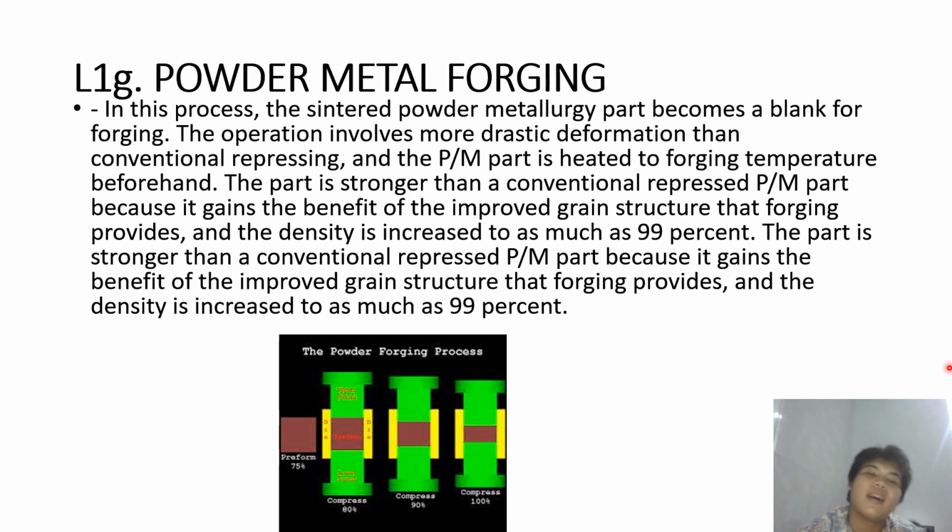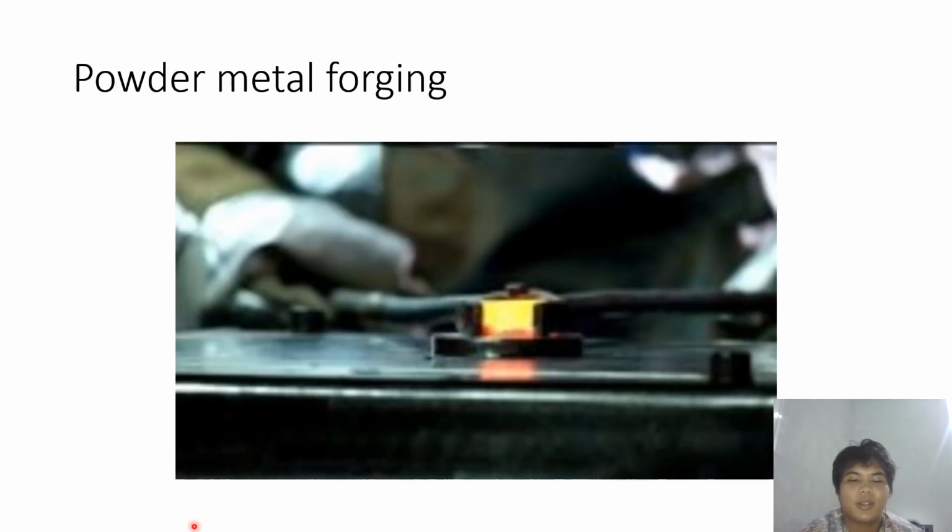Powder metal forging. In this process, the sintered powder metallurgy part becomes a blank for forging. The operation involves more drastic deformation than conventional repressing, and the part is heated to forging temperature beforehand. So you have a 75% preform from the powder metal, at about 75% density. After that, you put it into the die cavity and push with the upper and bottom punch to make it like 99% density. So it's going to be super strong. Powder metal forging, remember, the cavity inside is pushed by the upper and bottom punch.